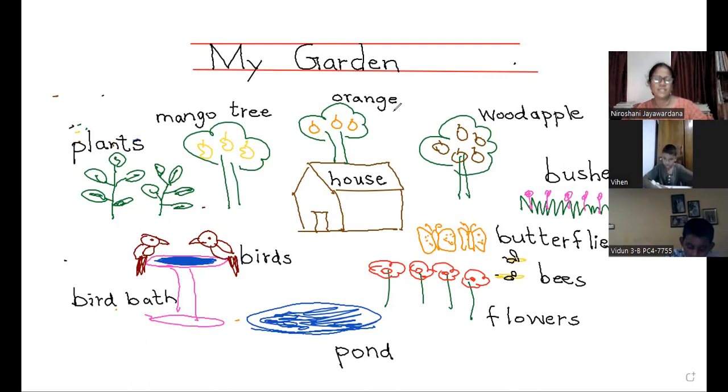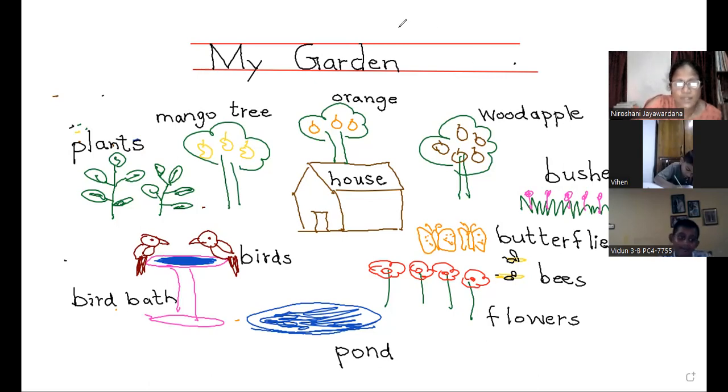Bees, did you write bees? Did you draw bees in your garden? Yes, teacher. All right, okay. Then, Vidun, can you read the words? 12 words, I gave 12 words. Plants, mango tree, orange, wood apple, bushes, butterfly, bee, flower, pond, bird, house. Very good. Thank you.